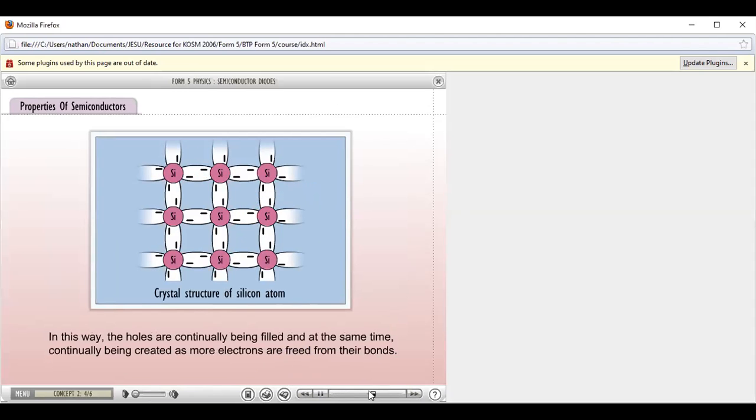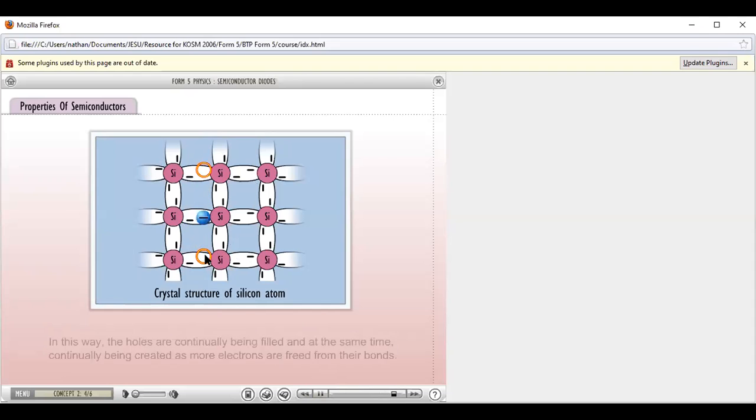Example. Now, what is the usage of this hole? Now you see, in the bonding there is a vacancy here. So what happens is the electron from the neighboring silicon atom can come and fill this hole. That means the electrons in the bonding are able to move. Because of the vacancy in the bonding, the electrons are able to move randomly.